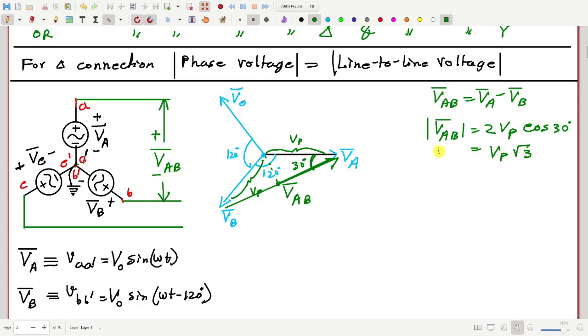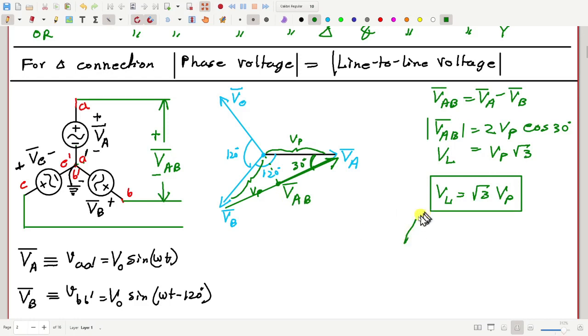Let me call this VL, line to line voltage. So what do we see here? That VL is root 3 times Vp. VL is the line to line voltage and Vp is the phase voltage. I mean the magnitude of the phase voltage and magnitude of line voltage, or basically the RMS values. They are related by line to line voltage is root 3 times the phase voltage. And what will be the phase angle of VAB?